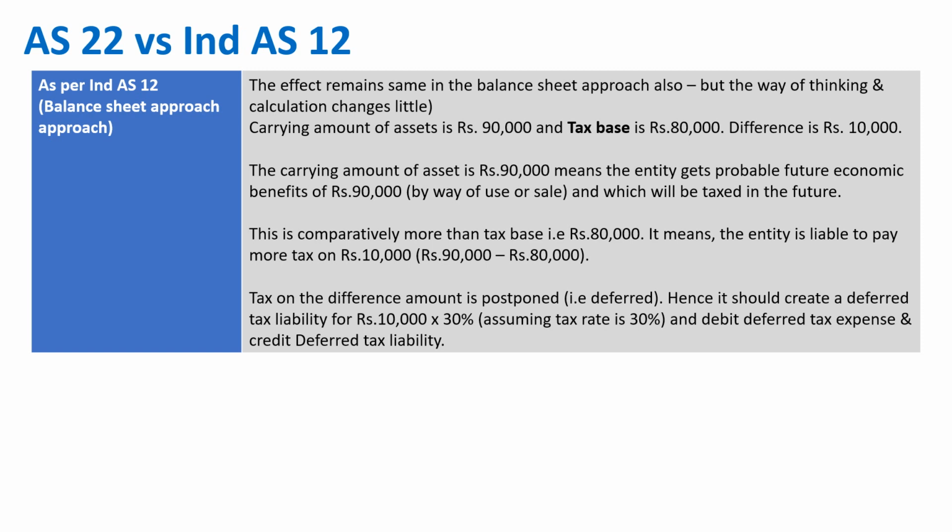So tax on the difference amount is postponed or deferred. Hence, it should create a deferred tax liability of rupees 10,000 into 30%, assuming 30% is the tax rate, and debit deferred tax expense and credit deferred tax liability. So under the balance sheet approach, the point here is that it compares the carrying amount with the tax base and checks whether you are going to earn more economic benefit in future. If you are going to earn more economic benefit in future, you will be paying more tax. Hence, the deferred tax liability is created. So the working is different, but the logic is the same under AS 22 and Ind AS 12.